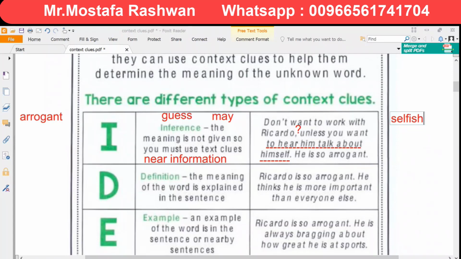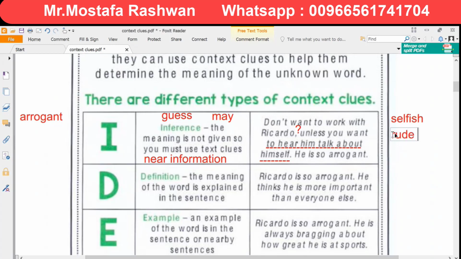Talkative. But talkative, he talks about anything, not only about himself. The talkative person is talking about important and unimportant topics, any trivial detail. Others? Alia, what do you think? Rude. Alia said rude. It can be rude. Good job.